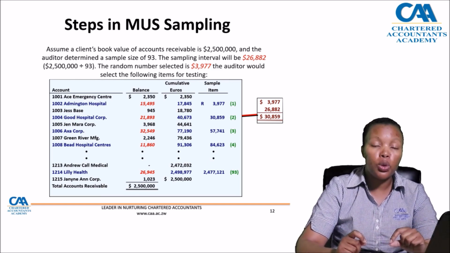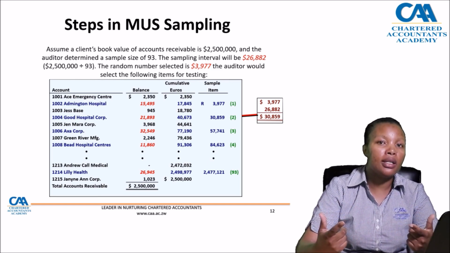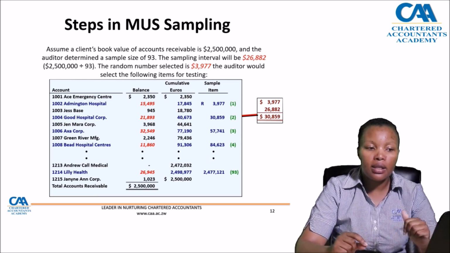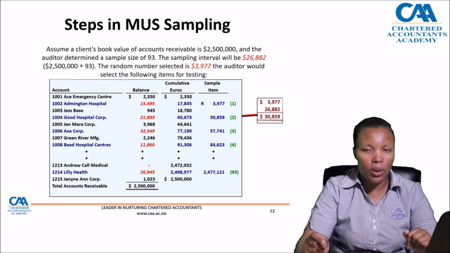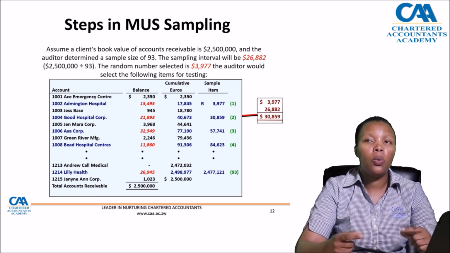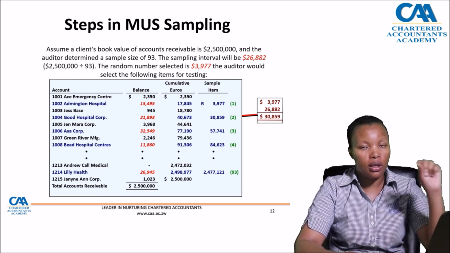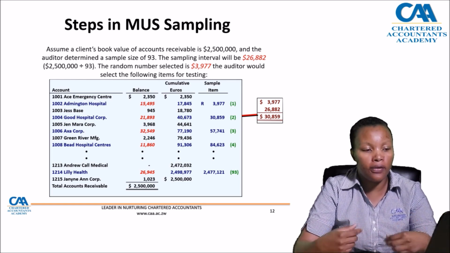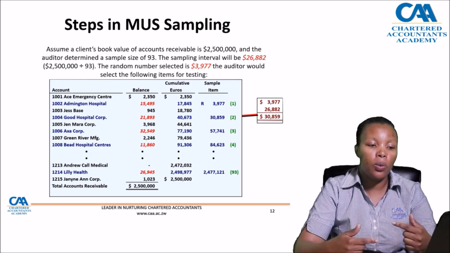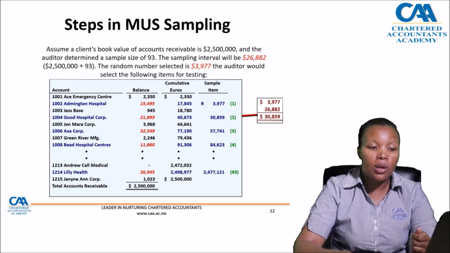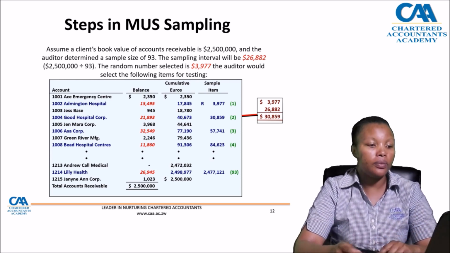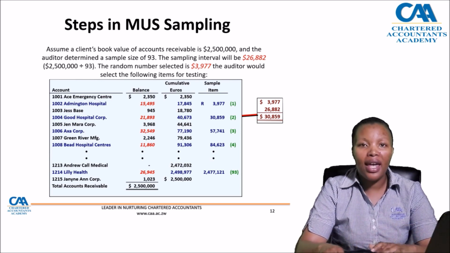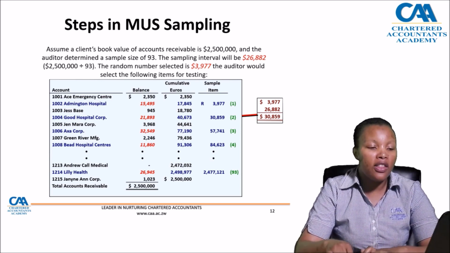Our sample number 2, we're going to use our sampling interval. 2.5 million divided by 93, which gave us 26,882. We then added to the randomly selected first interval, first dollar that we tested. When we add that, we get 30,859. We go and look on our table cumulatively. Where is that dollar sitting at?